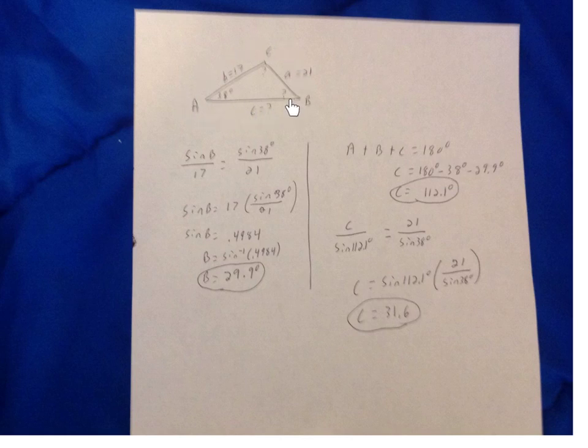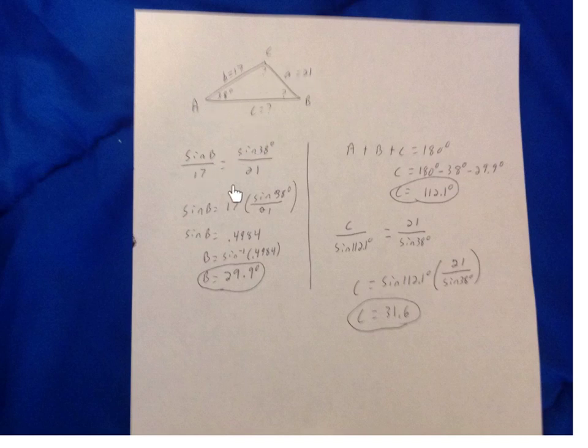Since we know angle A and the side opposite of it, that'd be this part of the law of sines, the sine of 38 over 21. Okay, so we know that. Then we have 17 here. Well, we can find angle B. The sine of B over 17 will equal this known ratio.